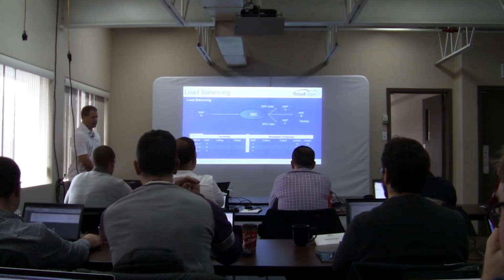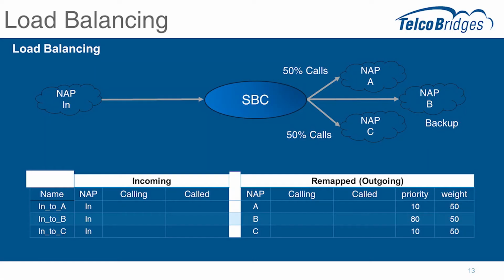So for the load balancing, you use the priority and weight parameters here. Since all the routes will always match here, because there's only one incoming NAP, and then I have ABC here. When we put the priorities here, 10 and 10 will be equal priority, and let's say 0 is the highest priority. Right, so it goes a bit reverse.